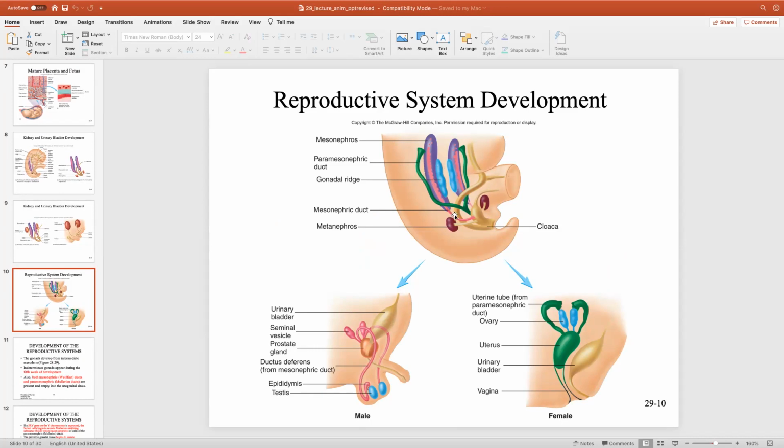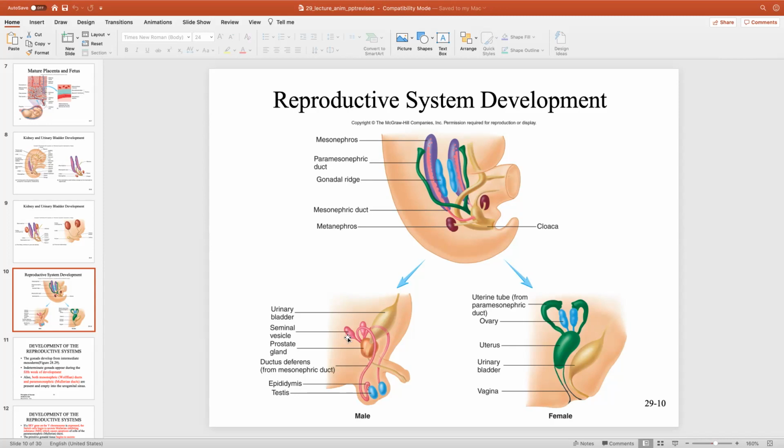Now you can take a look right here. The green ones are the paramesonephric ducts, and they're going to turn into the fallopian tube and the uterus. The females are paramesonephric, the males are the mesonephric ducts. Now, some books prefer to use Wolffian and Müllerian. I like using Müllerian and Wolffian, but know both, right?